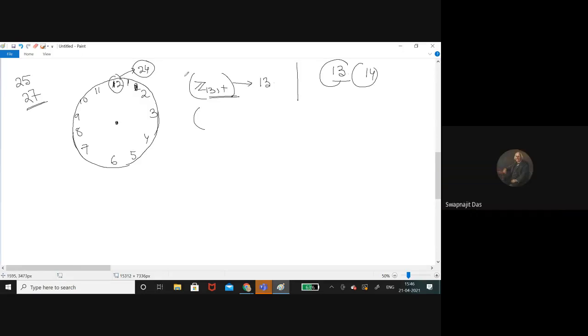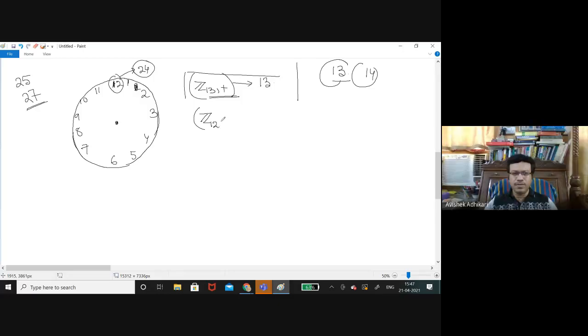She has given a very good try. Z12, then we'll take 12 as 0. So if I consider this group, then this will have 13 elements, sorry, 12 elements. Who are these elements? Starting from 0, 1, 2, up to 11. So up to this we are done.